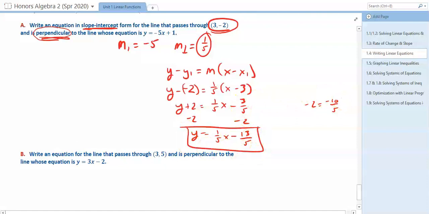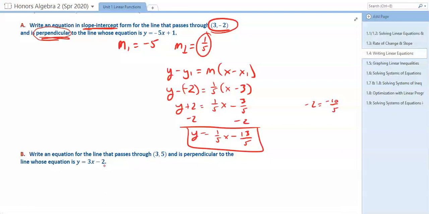So one last time, I'm going to ask you to do part B here. So look at the example. Write an equation for the line that passes through (3, 5), and it's perpendicular to the line whose equation is y equals 3x minus 2. Pause the video now.